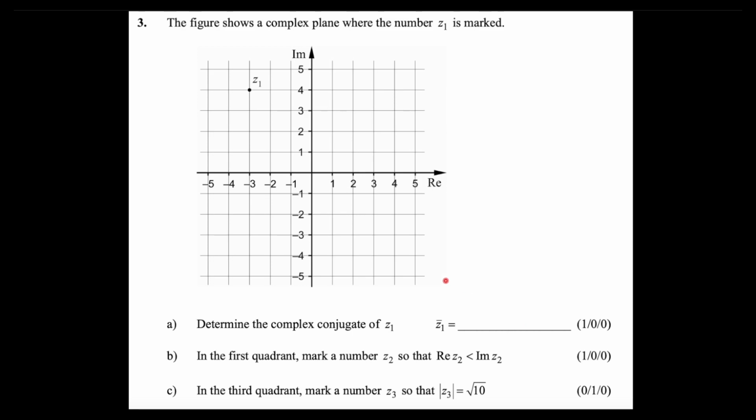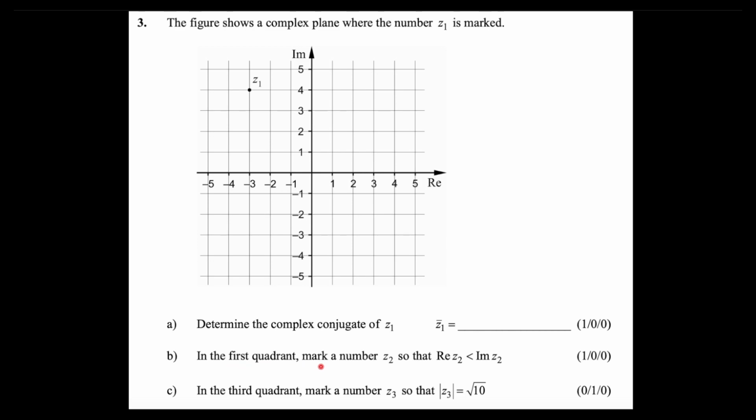Minus 3 minus 4i. Why? Because Z1 is minus 3 plus 4i. So Z1 bar becomes the same as minus 3 but minus 4i. So what you need to write down here is minus 3 minus 4i. That is simple.